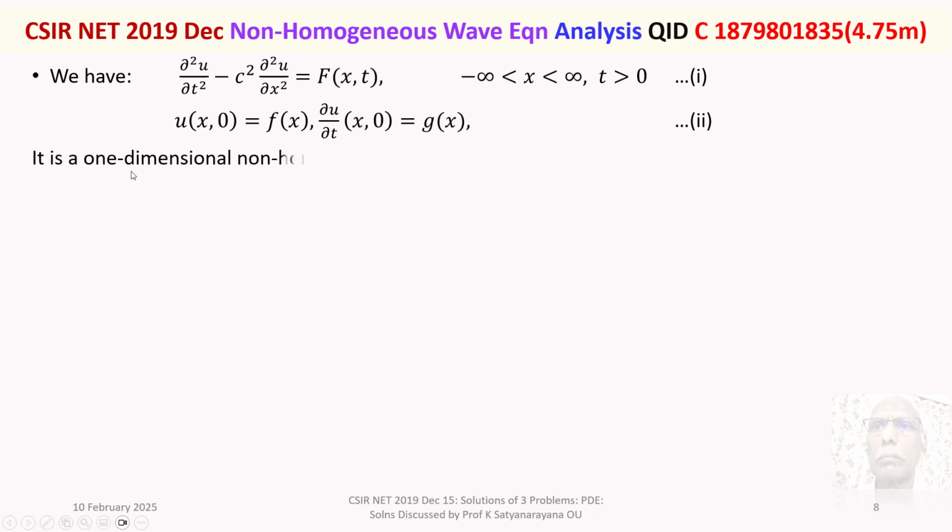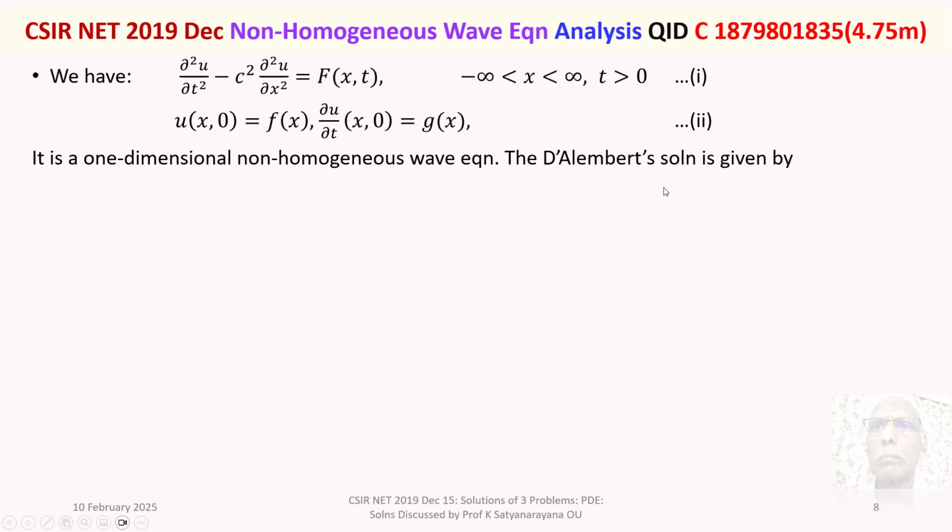Now, what is this equation? It is a one-dimensional wave equation. It is a non-homogeneous one. Why? f(x,t) is surviving here. If it is 0, it is homogeneous. Since f(x,t) is surviving, it is a non-homogeneous wave equation. And for this, we have ready-made solutions.